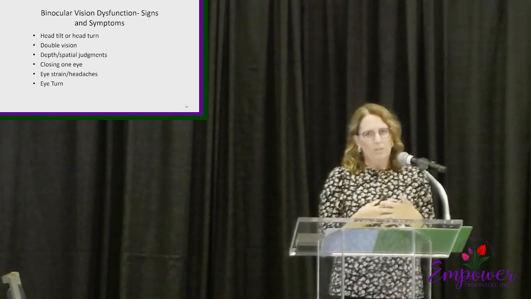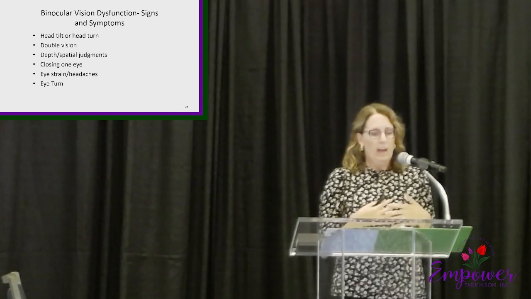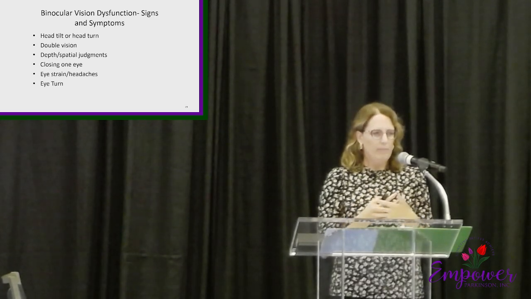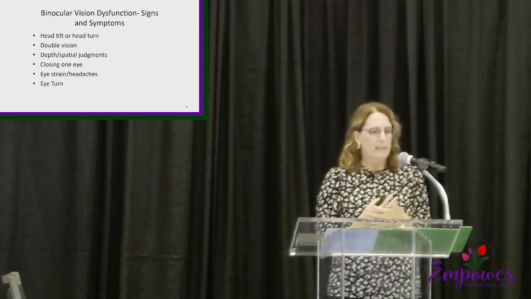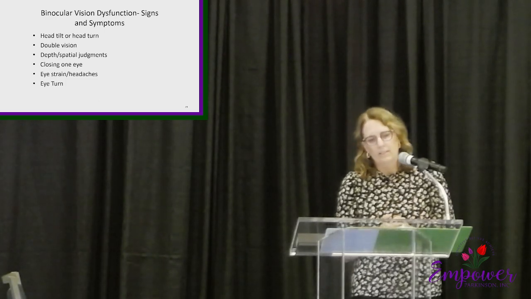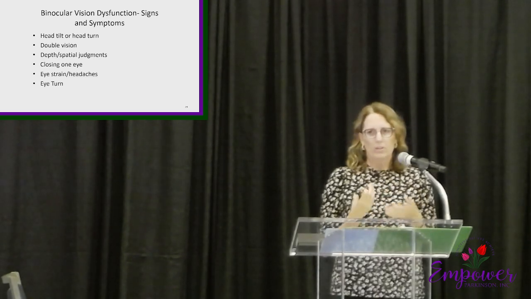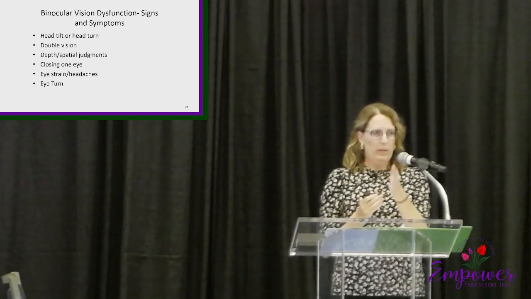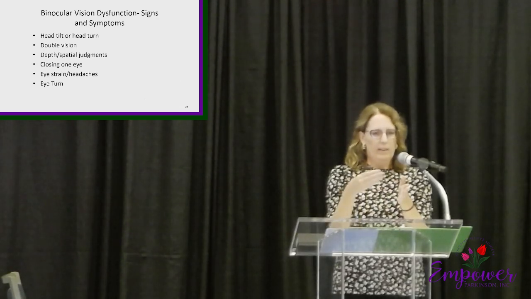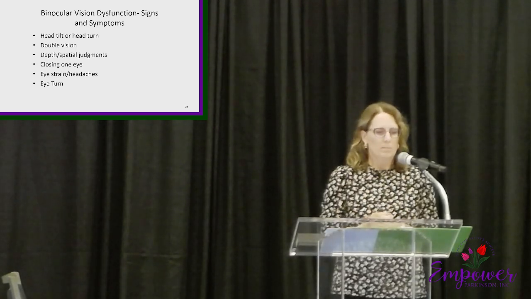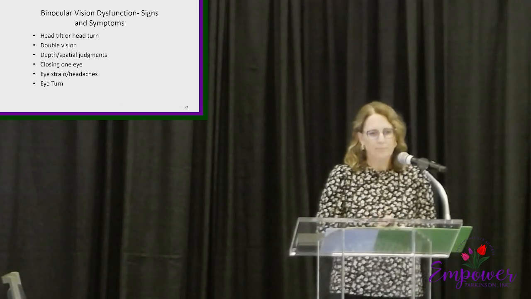Sometimes you may not see outright double vision, but you may have a lot of eye strain or headaches, and that comes from all the effort that's expended to keep the eyes working together. And then sometimes you may even see somebody has an eye turn. So you may have seen this before where you're talking to somebody and one eye is pointing straight ahead and their other eye may be turning in or out, or up or down. So sometimes that can also be visible.